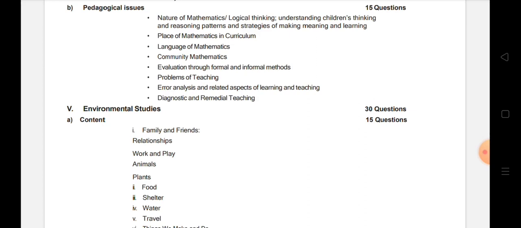Then place of mathematics in curriculum, which means you should know the collaboration of mathematics in all other subjects. Then community mathematics you should know, evaluation through formal and informal methods, problems of teaching, error analysis and related aspects of learning and teaching, diagnostic and remedial teaching. So all these things you can very easily study, right?